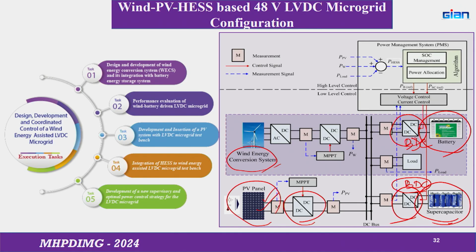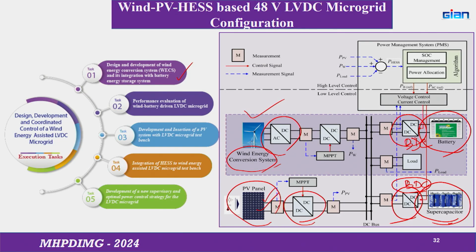Here first you have to design and develop each source. In our lab we first designed the wind energy conversion system. We chose the generator, then did the corresponding AC to DC rectification, then used a DC to DC buck converter for the MPP operation, which is connected to the DC bus. And as this does MPP operation, the bus voltage is fluctuating.